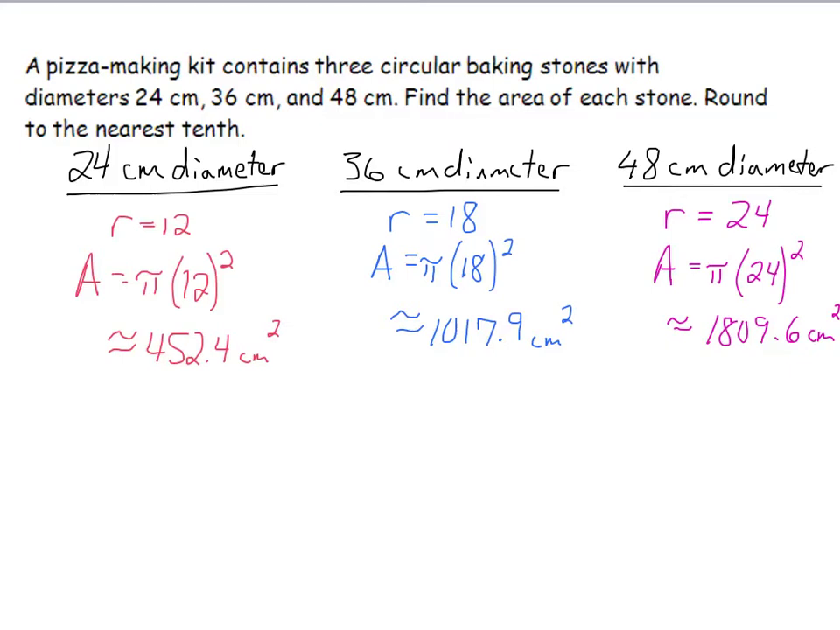Alright, so if we take a look, here's what I ended up getting. A 24 centimeter diameter meant my radius was 12. Plugging in my formula, I ended up getting 452.4 centimeters squared. A 36 centimeter diameter was a radius of 18, so I ended up getting 1017.9 centimeters squared, and a diameter of 48 meant a radius of 24 centimeters. So plugging that in, I get 1809.6 centimeters squared.